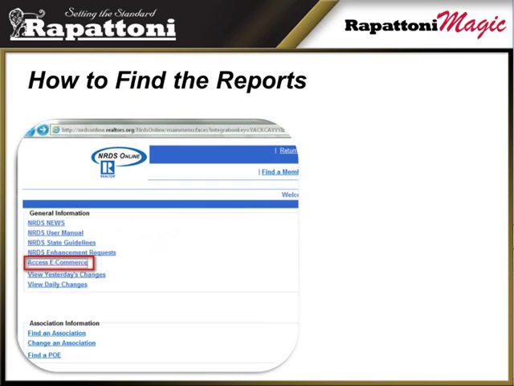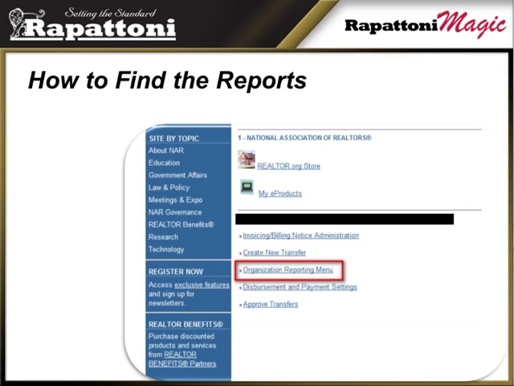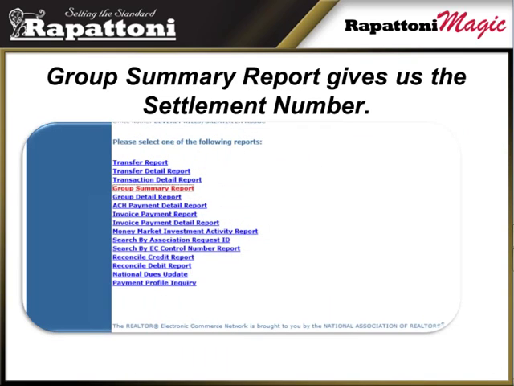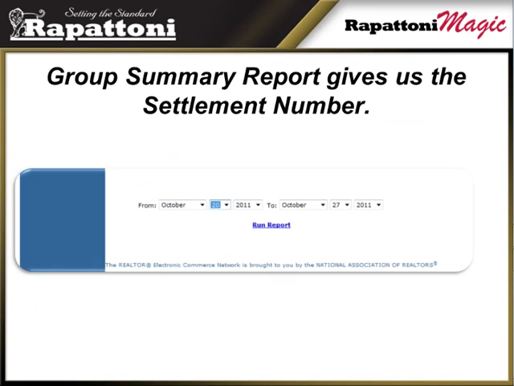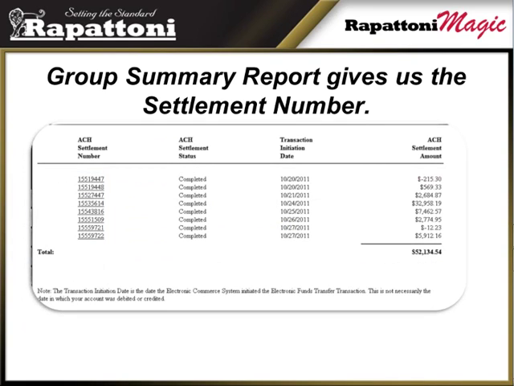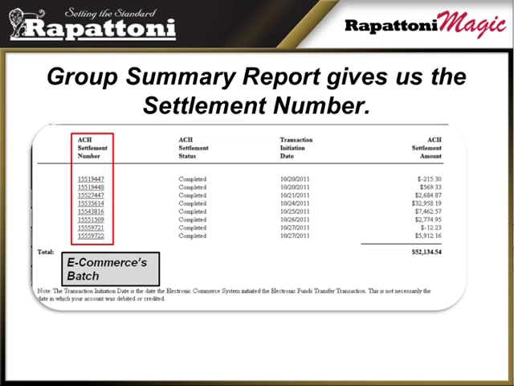I'm going to demonstrate where you can find these reports on your Realtor.org website. Once you log on, you'll click on Access e-commerce. From the e-commerce reporting menu, you'll select the Organization Reporting menu. Then you'll click on the Group Summary Report. You'll put in a date range, and that will bring back the ACH settlement numbers. These are batches of your settled credit card transactions.